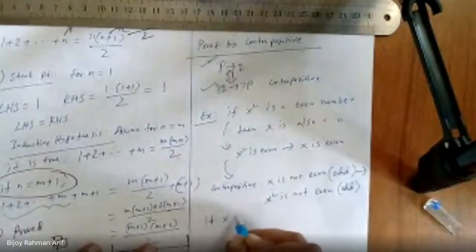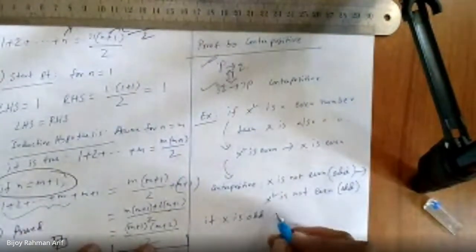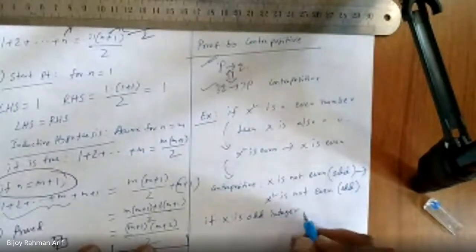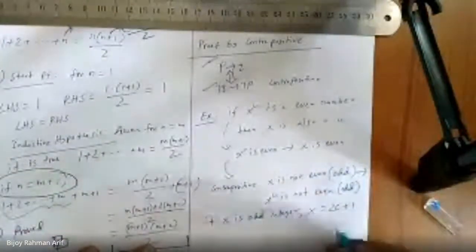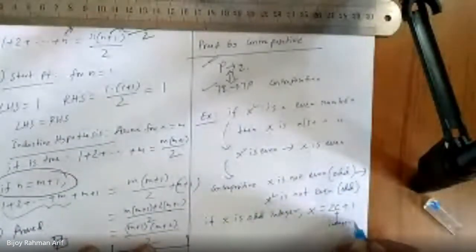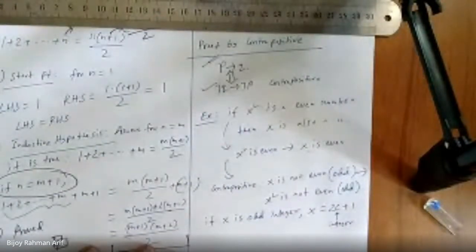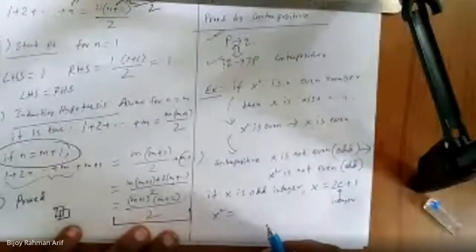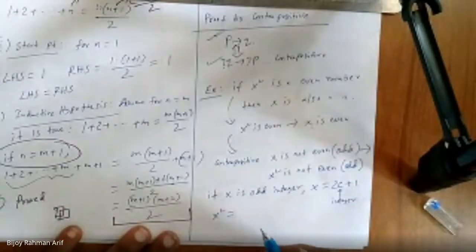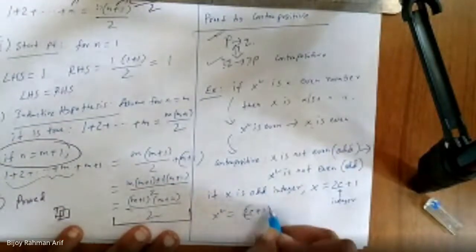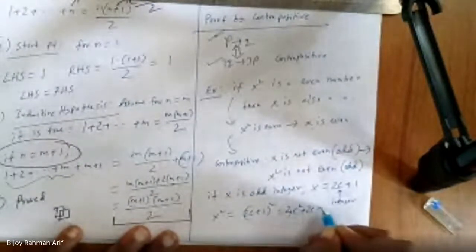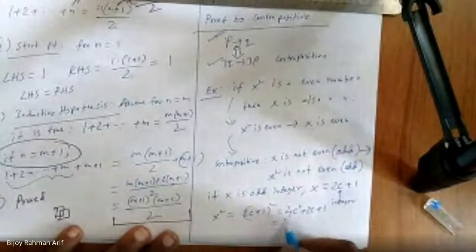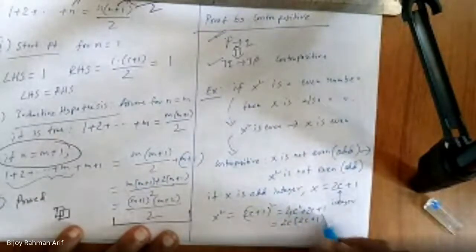So if x is an odd integer, then x is equal to 2c plus 1, where c is an integer. Do you agree with me or not? So what is x squared? x squared is nothing but (2c plus 1) whole squared. So what is this? 4c squared plus 4c plus 1. Take 2c common, you get 2c(2c plus 1) plus 1.